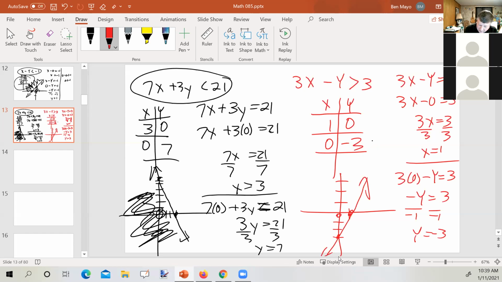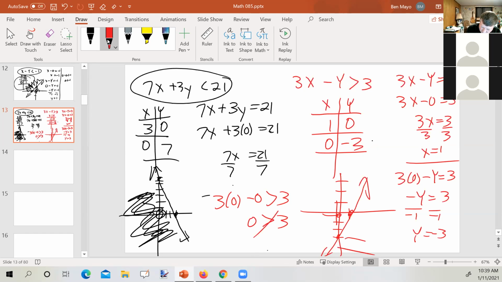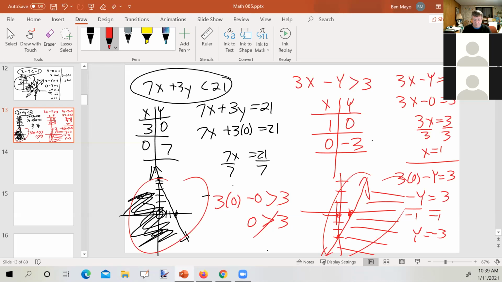If I plug 0, 0 in, let me create some room here. So I plug 0, 0 in, 3 times 0 minus 0 greater than 3. 0 is not greater than 3, so we're not over here, so we're down below. So in fact, in both cases, it was below. Over here, it was below the black line. Over here, it's below the red line. So let's go back and graph.